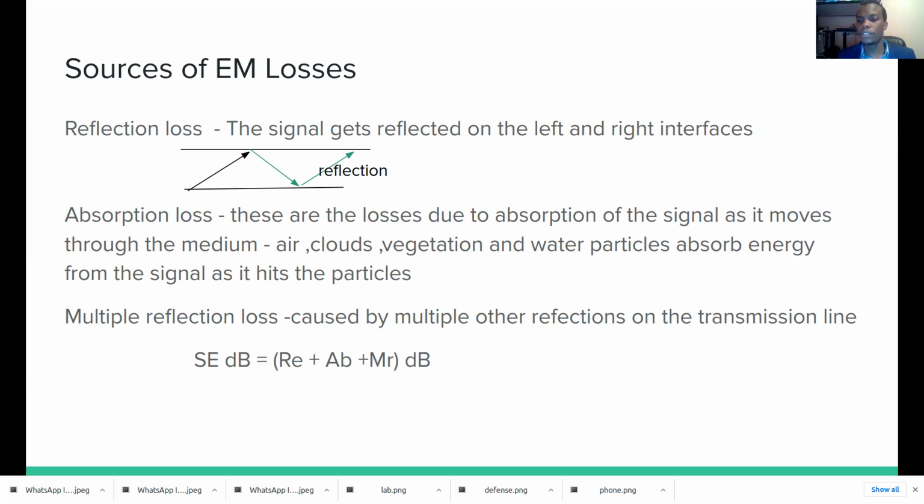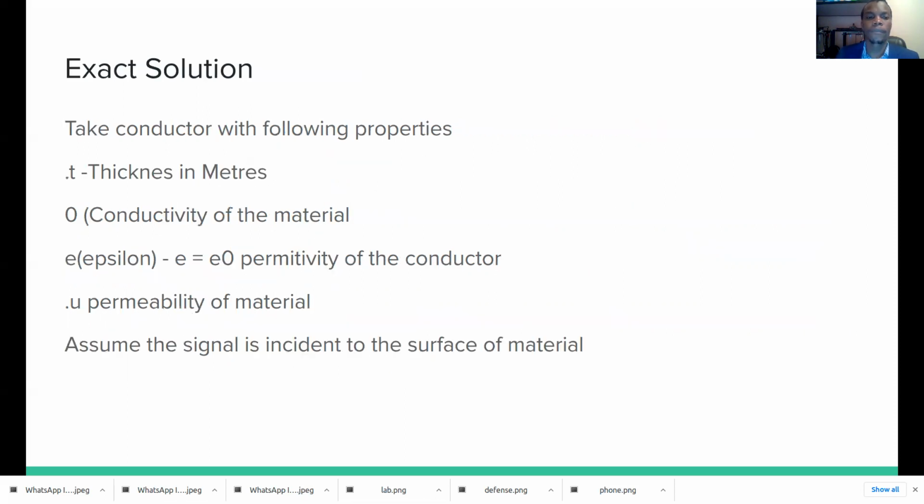Then multiple reflection. Remember, as the signal goes through these various media, there is a lot of reflection from various mediums or from various components in that. That is what causes the multiple reflection.